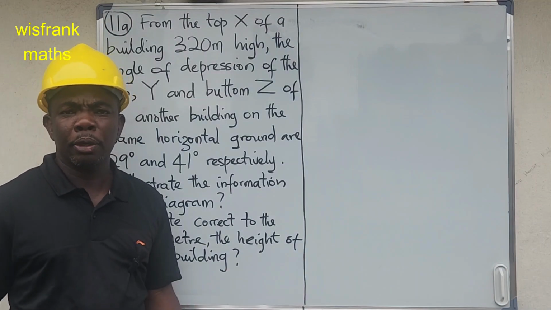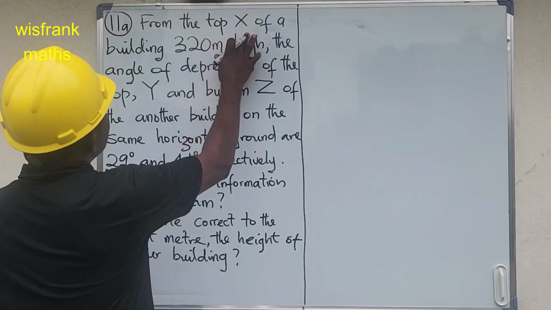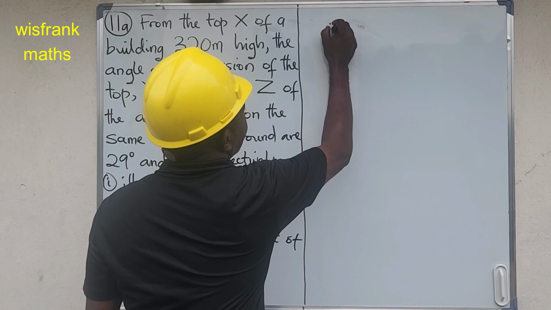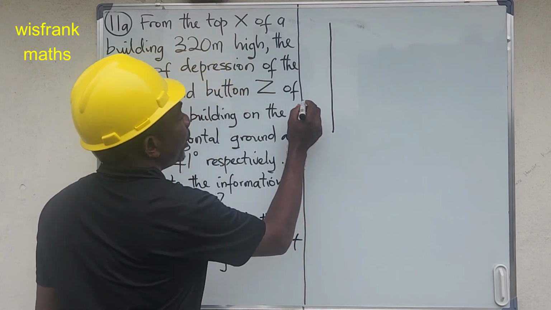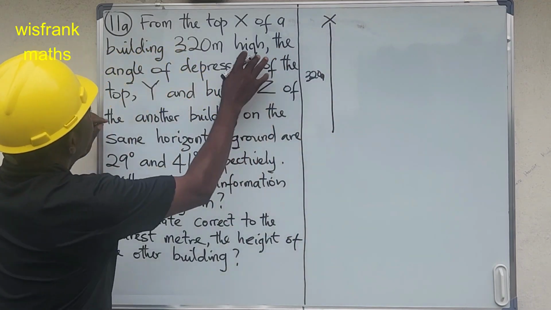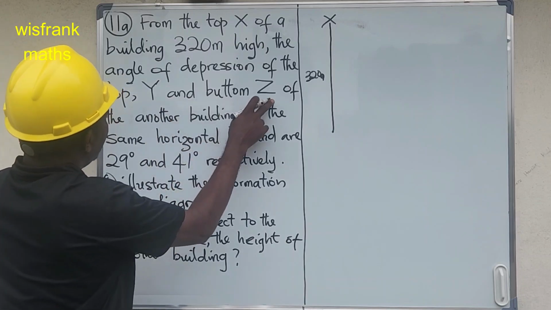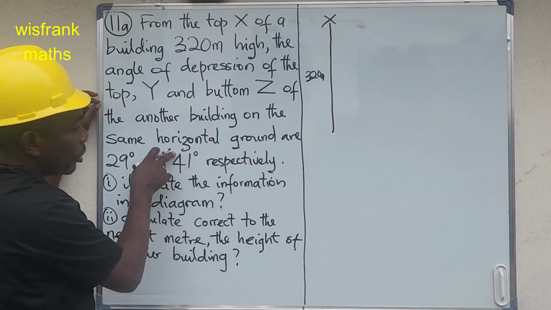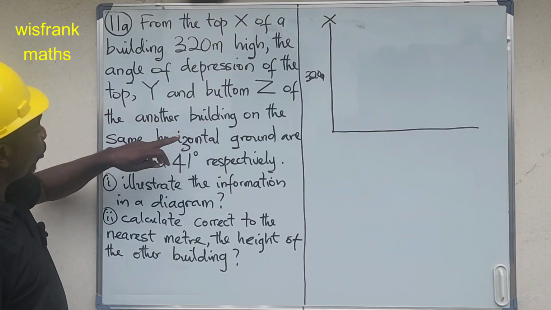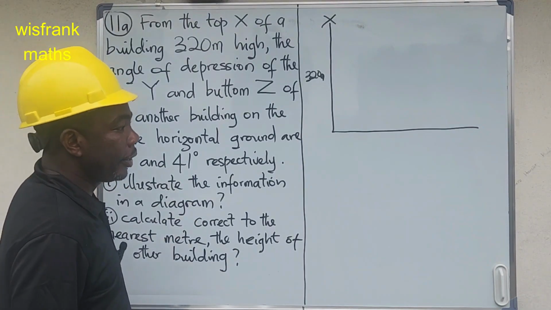This is a trigonometric problem and it is angle of depression. We are told that from the top X of a building 320 meters high. Let's say this is the building, and the building is 320 meters. This is the top X and this is the bottom. The angle of depression of the top Y and the bottom Z of another building on the same horizontal ground. This is horizontal ground. And it says another building on the same horizontal ground, are 29 degrees and 41 degrees respectively.